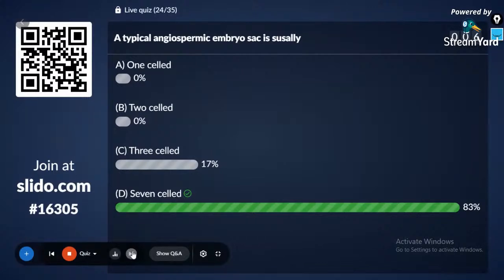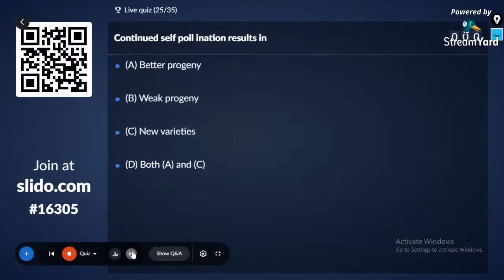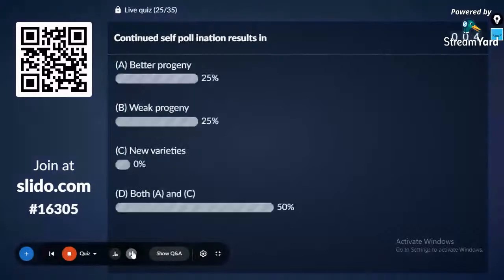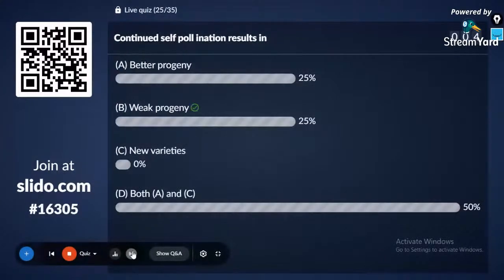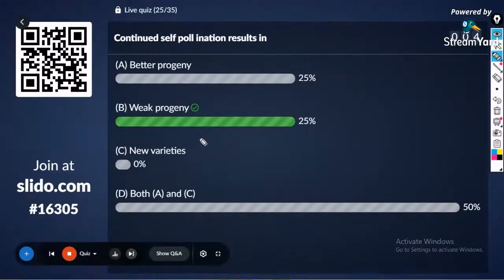Take your next question. 10 more questions remaining. Continued self-pollination results in inbreeding depression, right? Continued self-pollination results in better progeny, weaker progeny, new variety, both A and C. Ooh. Guys, what nonsense is this? Better progeny.